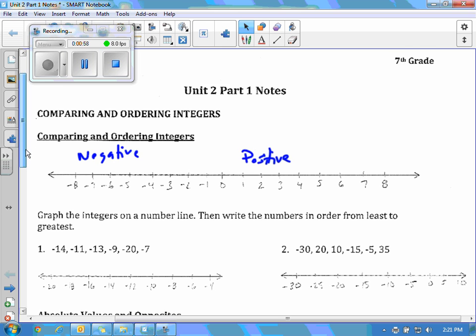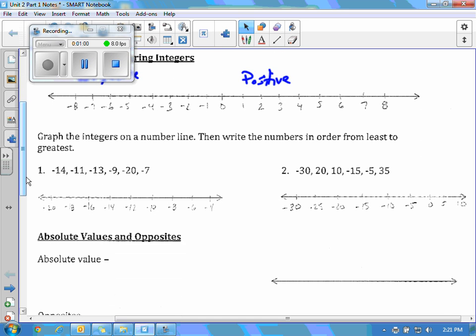So as you look down, it says graph the integers on a number line, then write the numbers in order from least to greatest. So we have our list of numbers for the first one. I've already drawn the number line and put numbers on there for you. If you notice, I go by 2s. So for some of you, I have to put them in between integers.